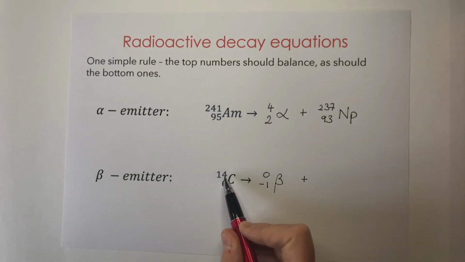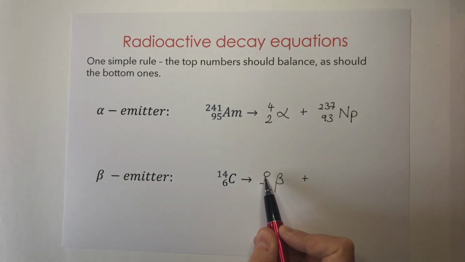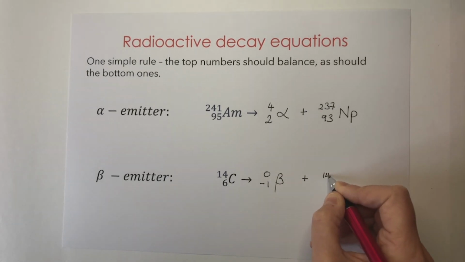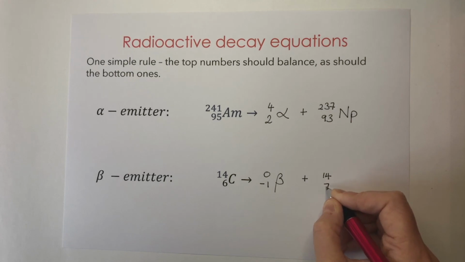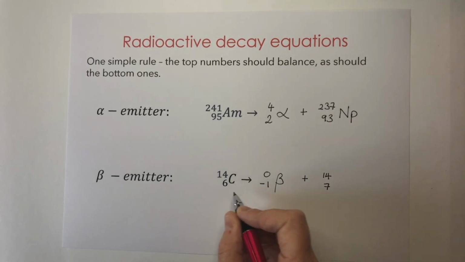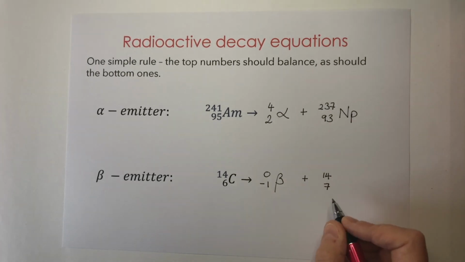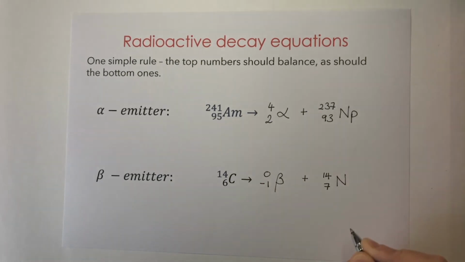Top numbers, well, nothing's changed. 14 remains as 14, but on the bottom, the proton number needs to go up by 1. So that's 7. 7 minus 1 makes 6. And element number 7 is nitrogen.